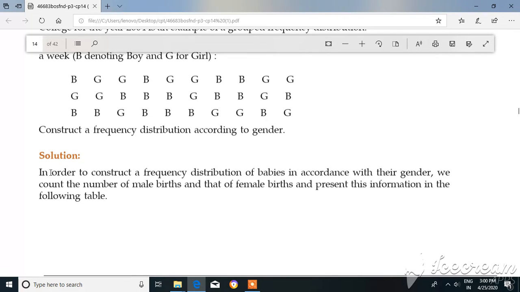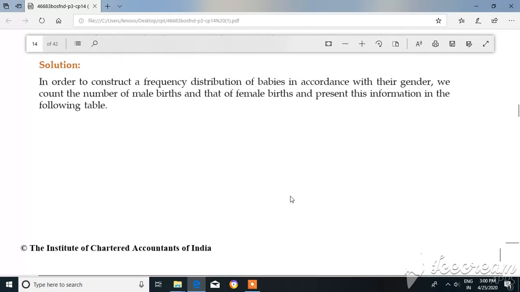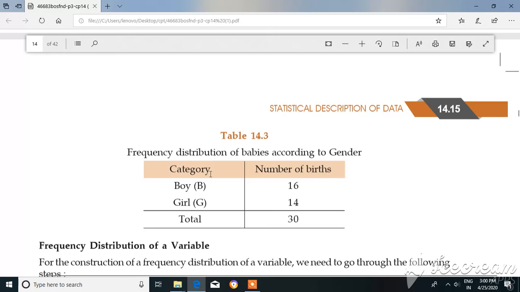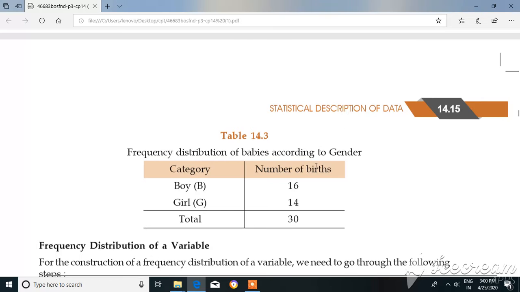So here is the solution. In order to construct the frequency distribution of babies according to their gender, we count the number of male births and that of female births present in this information. So here is the table. What have they mentioned here? Category: there are two categories, boy and girl, and here the number of births. For boys, B, the number of births is 16, so 16 births are boys and 14 are girls. So the total is 30. Okay.